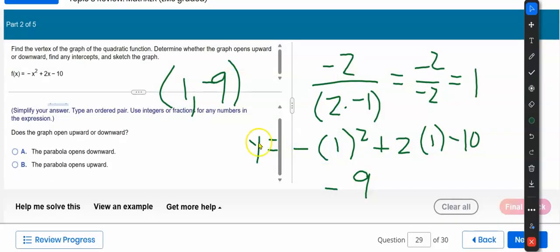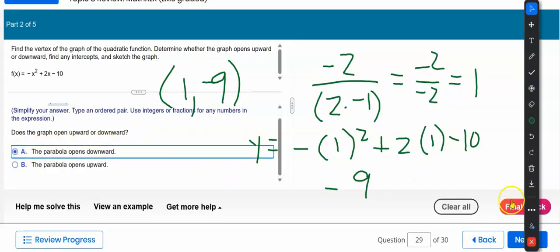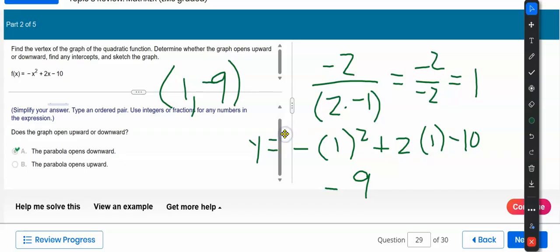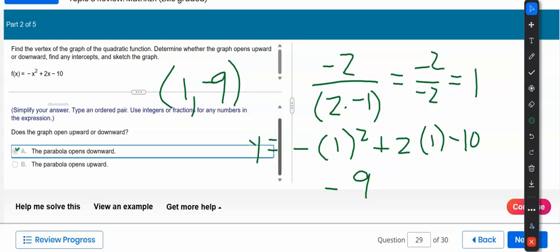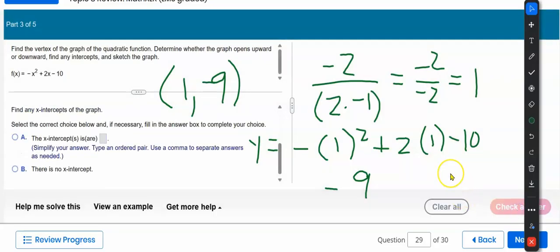Does this thing open up or down? Down. Opens down. Yep. Okay, what's the next part? Oh, you gotta hit next. Okay, gotcha. We'll continue. Find any x-intercepts of the graph.